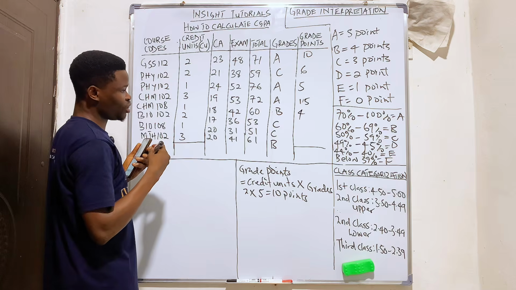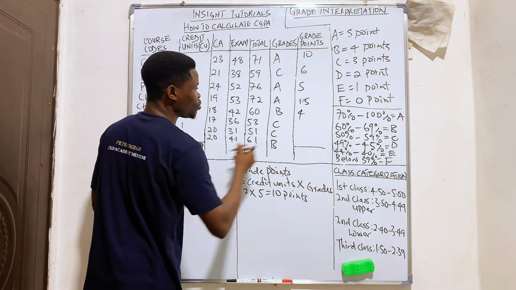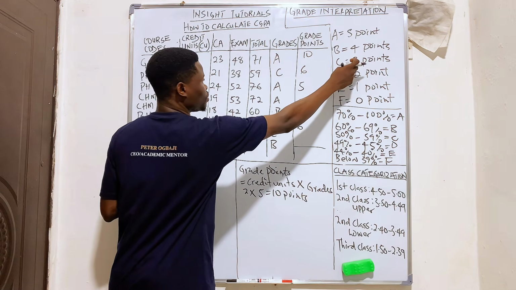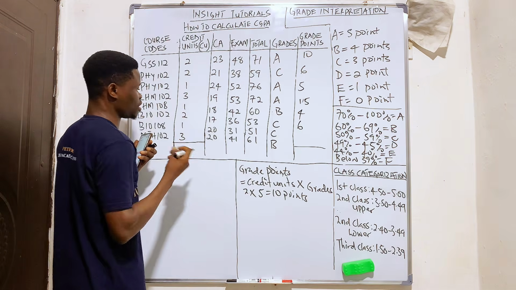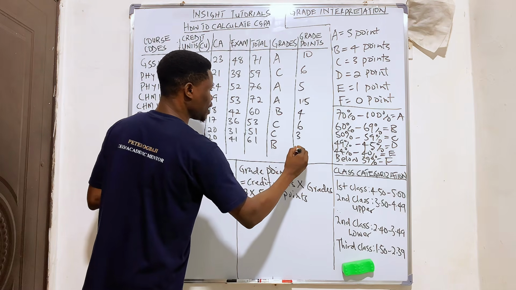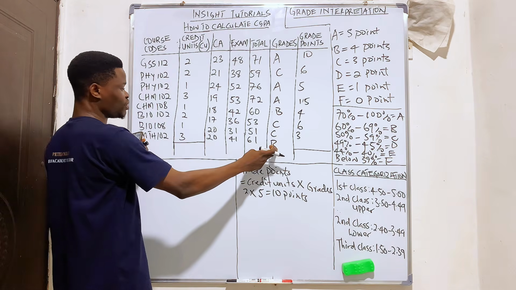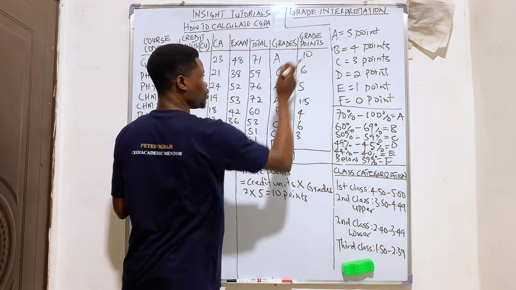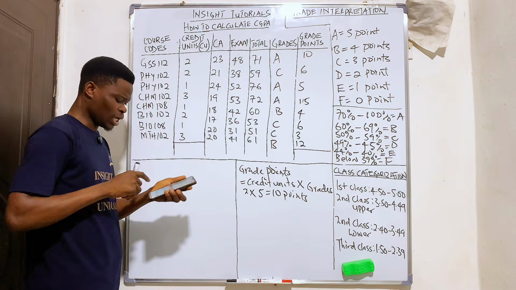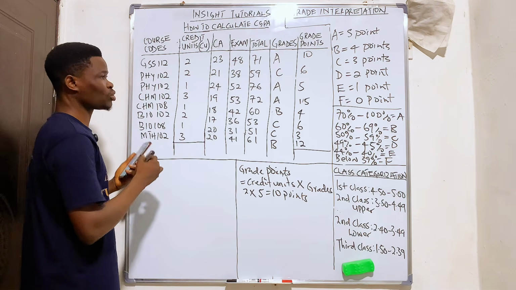This is a 2 credit unit, and the student had C. So 2 times C is equivalent to what? 3. So that is 6. 1 times C. C is what? 3 points for C times 1 credit unit. That's also 3. And here the student had a B grade. This is a 3 credit unit. The B grade points is 4. 4 times 3 is what? 12.